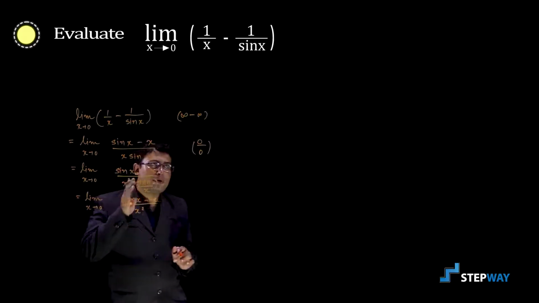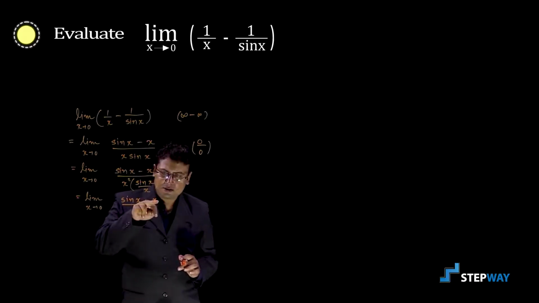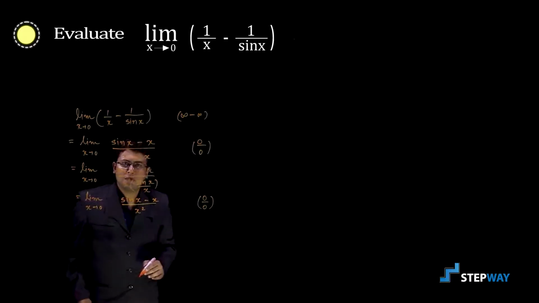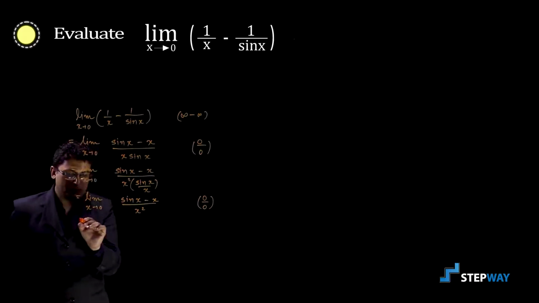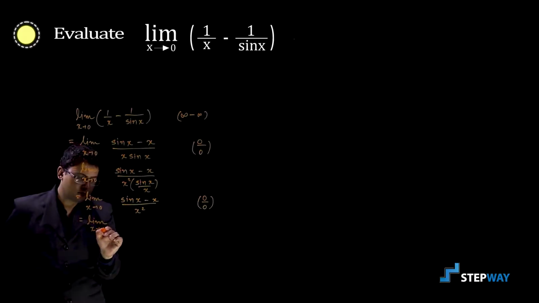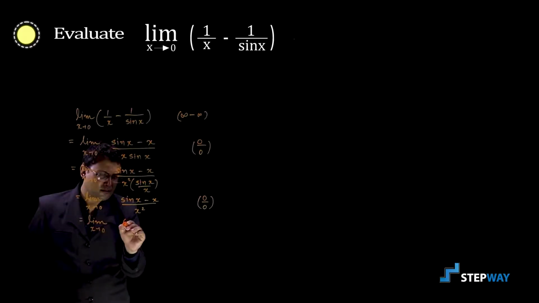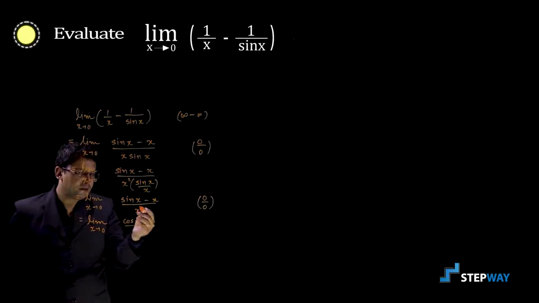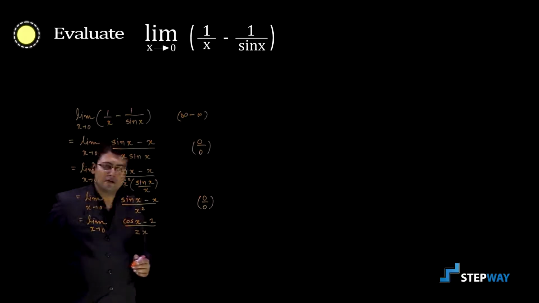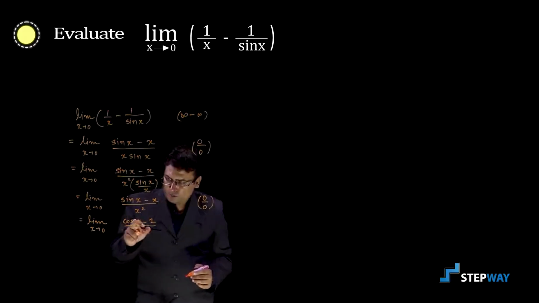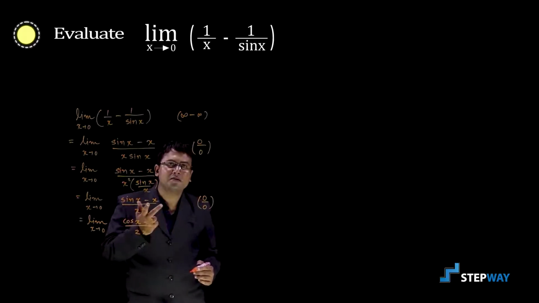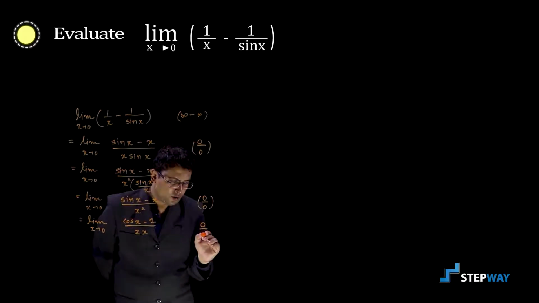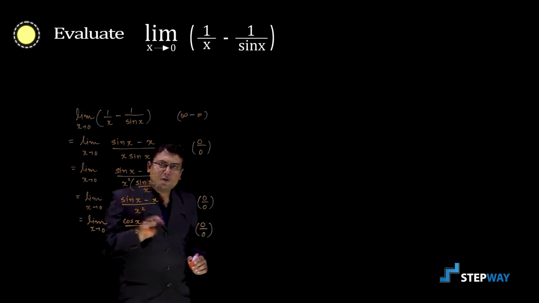It is still 0 by 0 form, sin 0 is 0, this term is 0, denominator is 0, so we get 0 by 0 form. Now we differentiate numerator, so limit x tends to 0, differentiation of sin x, that is cos x, differentiation of x, that is 1, and differentiation of x square, that is 2x. Again put x equal to 0, cos 0 is 1, 1 minus 1 is 0, numerator is 0, and denominator is 2 into 0, that is also 0. It is 0 by 0 form.